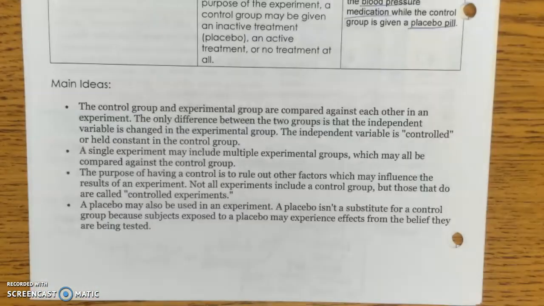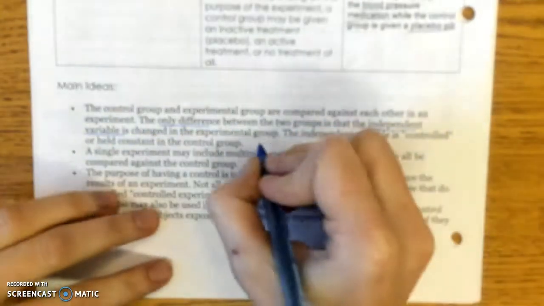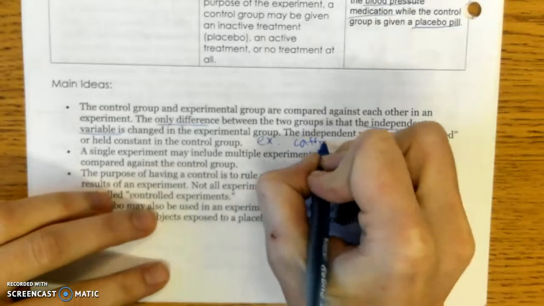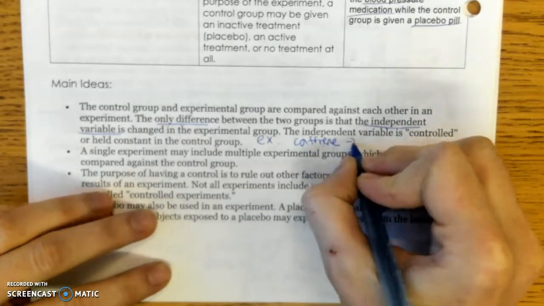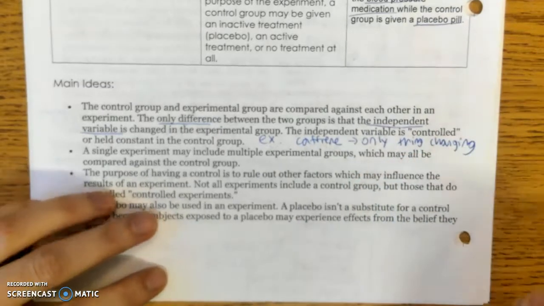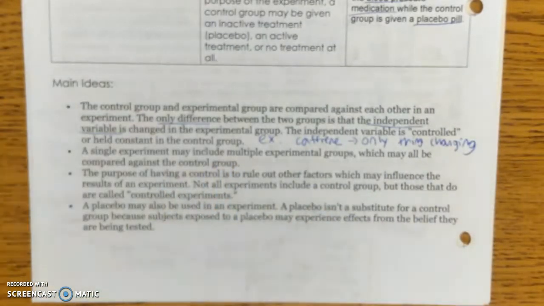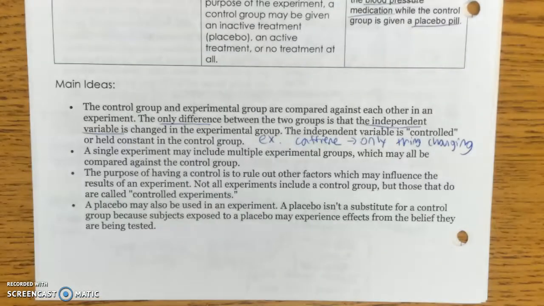Number one, the control group and the experimental group are compared against each other. The only difference between these two groups is that the independent variable is changed, right? The only difference should be that the independent variable is changed. So the example with the caffeine is the only thing changing from each group. The sugar level was kept constant, right? The independent variable is controlled or held constant in the control group, meaning that we had no caffeine in the control group. A single experiment may include multiple experimental groups, which all may be compared against the control group.